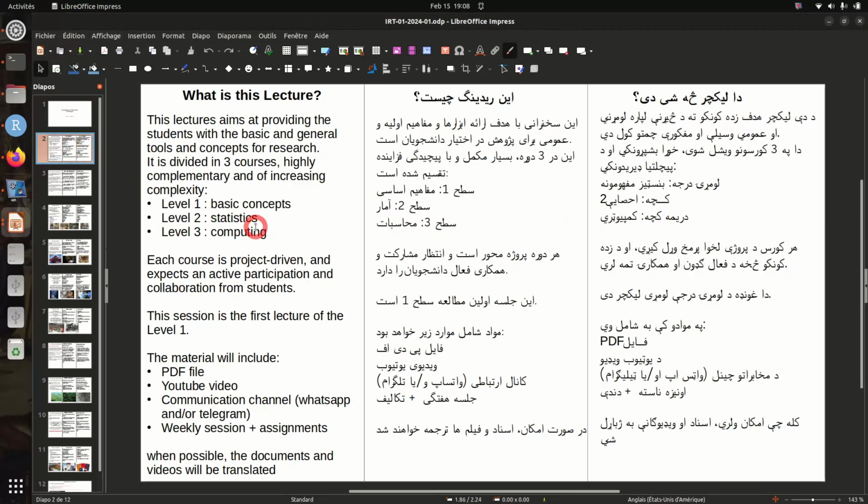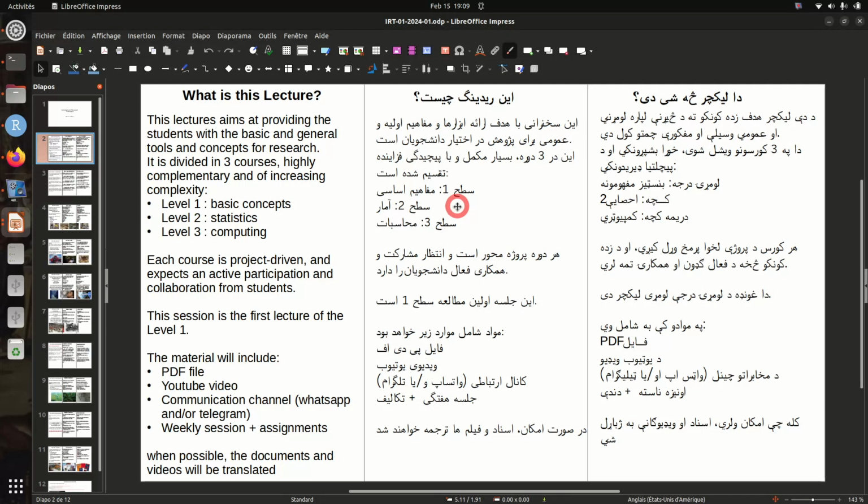This lecture is going to be given in 3 written languages: in English, in Dari or Farsi, and in Pashtun. The translation is being done using Google Translate. I apologize for any misunderstanding in the translation. This lecture is going to be divided in 3 levels, and this is the first one, which is going to cover basic concepts of research techniques.